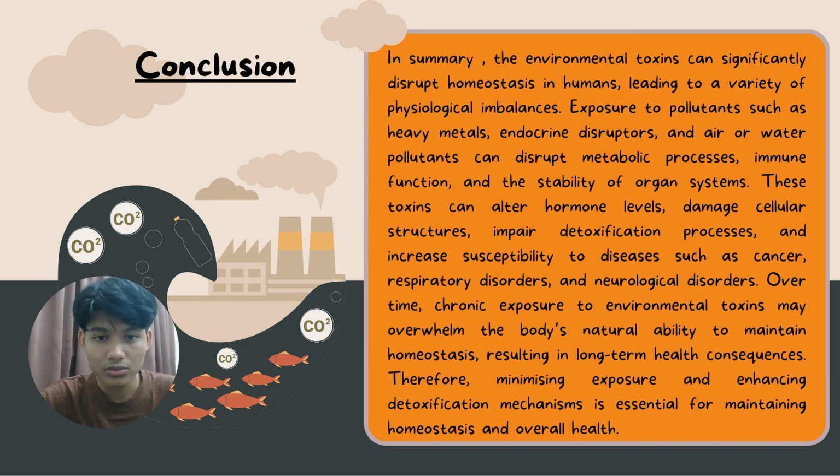Alright, now we move to the conclusion. In summary, environmental toxins can significantly disrupt homeostasis in humans, leading to a variety of physiological imbalances. Exposure to pollutants such as heavy metals, endocrine disruptors, and air or water pollutants can disrupt metabolic processes, immune function, and the stability of organ systems. These toxins can alter hormone levels, damage cellular structures, impair detoxification processes, and increase susceptibility to diseases such as cancer, respiratory disorders, and neurological disorders.